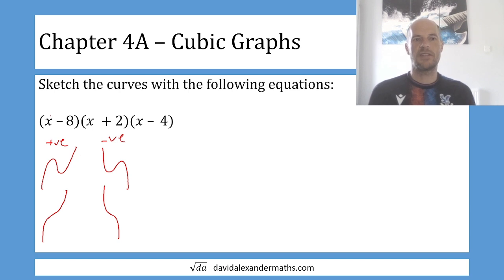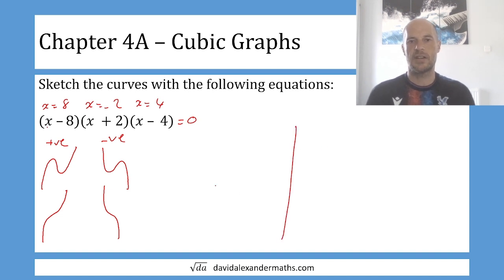Now this is a positive cubic because x times x times x is x cubed. Don't worry, we don't need to expand the brackets, but we know what the roots are. If we set this to 0, then we've got x equals 8, x is negative 2, and x is plus 4. So these are the x-intercepts. There's my x-axis, there's my y-axis. So we're cutting through at negative 2, positive 4, and positive 8.